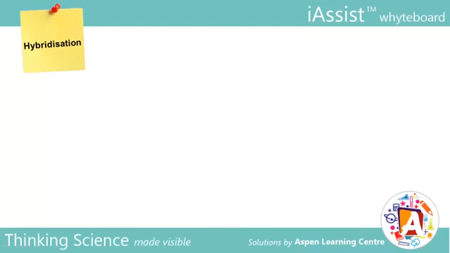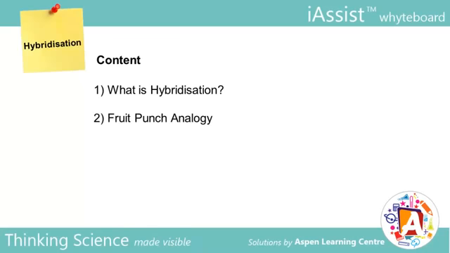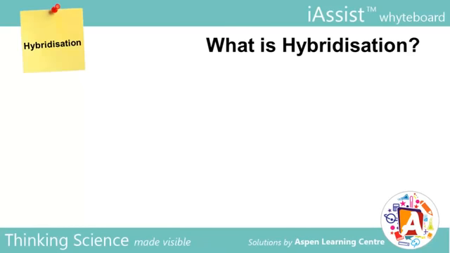In this screencast we will look to cover a concept of chemical bonding known as hybridization. We will first briefly look at what hybridization applies to and why it happens. Next, with the help of an analogy we will understand how hybridization happens in a carbon atom.